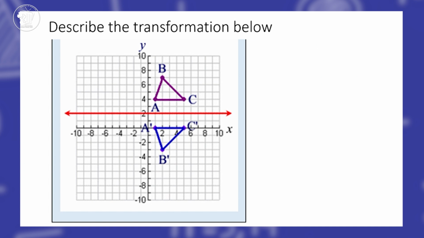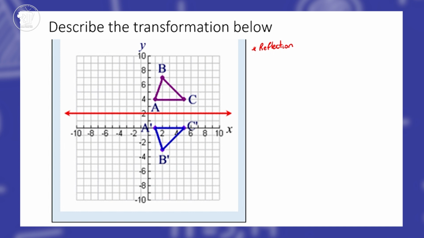So let's look at another one. Let's look at how we can describe a transformation that is a reflection. We have triangle ABC reflected over a line, and they want us to describe this transformation. Remember the key things I said to describe a transformation. First of all, we must state the type of transformation. You must identify that first, and you'll get some marks as long as you do that. So in this case, we know it's a reflection.